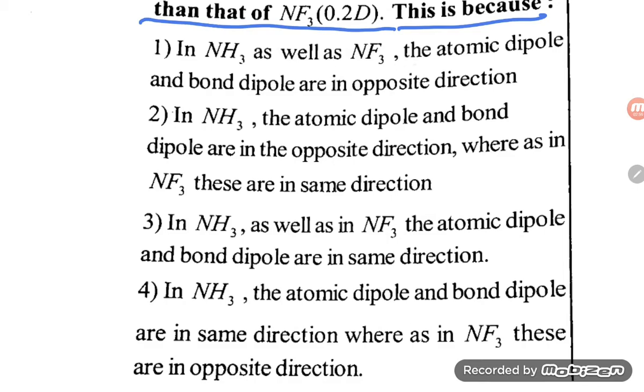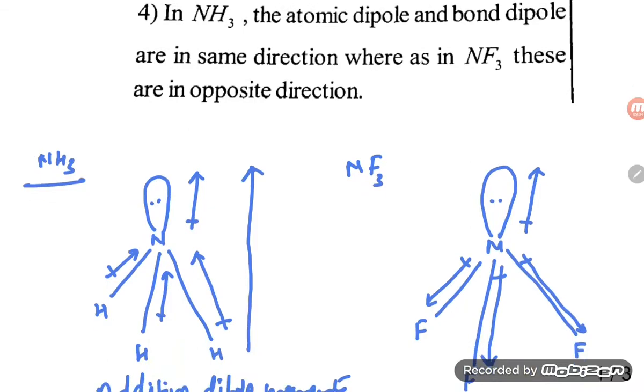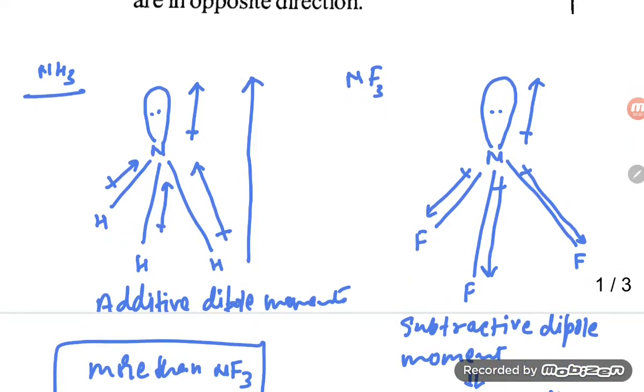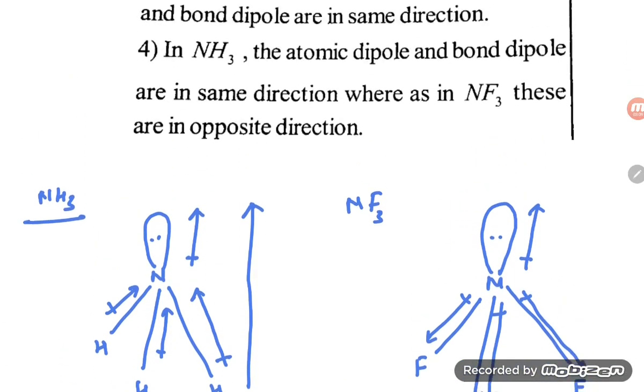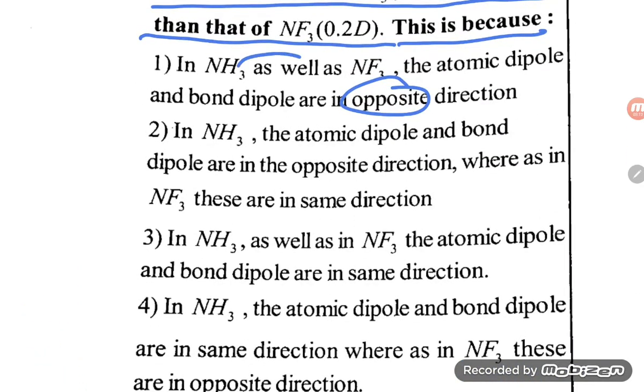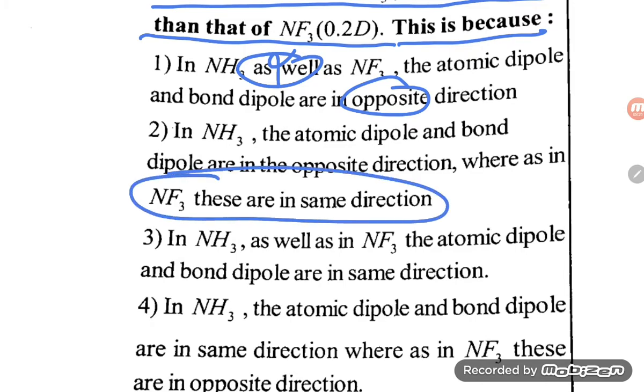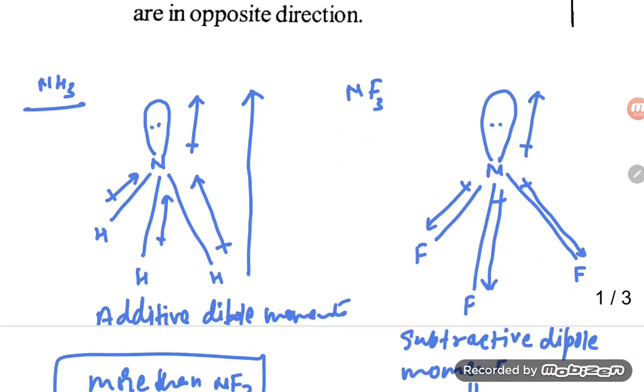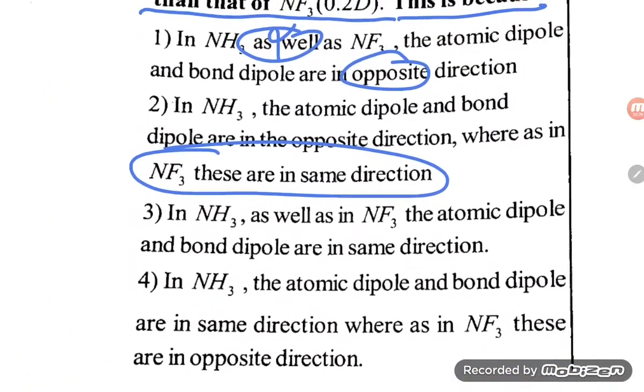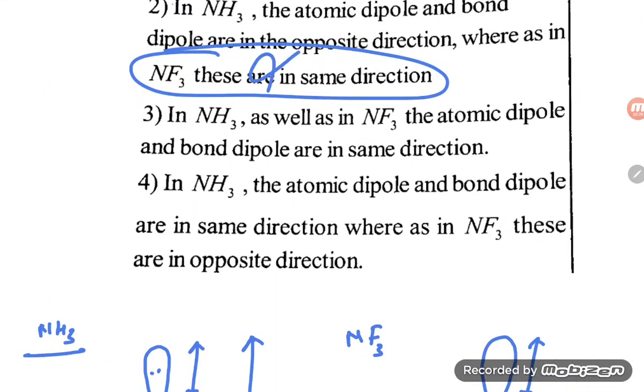In NH3 as well as NF3, atomic dipole and bond dipoles are in opposite direction. No, not opposite. In NH3 it is one direction, all in the same direction. NF3 is opposite direction, so this is not correct. In NH3 the atomic dipole and bond dipole are in the opposite direction, whereas in NF3 they are the same. No, NF3 is opposite direction, students. See, one is clockwise, another is top and another is bottom. So this is wrong.